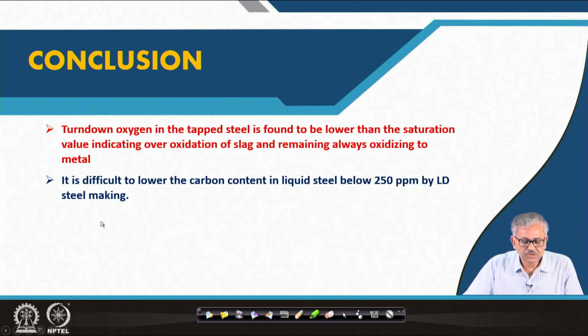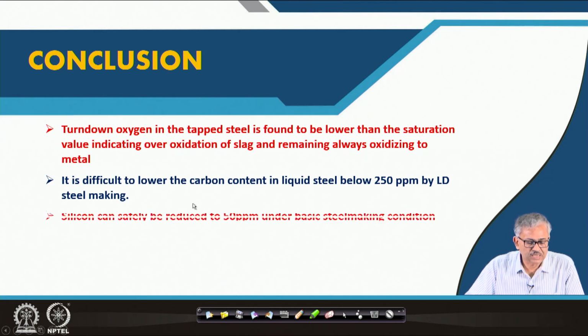And it is difficult to lower the carbon content in liquid steel below 250 ppm by LD steelmaking, which takes place under 1 atmosphere. So if we want to make very low carbon steel, we have to go for vacuum, and under vacuum the C-CO reaction, the carbon oxidation, responds very significantly because the product oxide is a gas. And silicon can safely be reduced to 50 ppm under basic steelmaking condition.